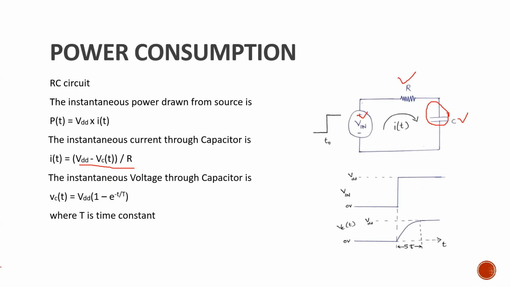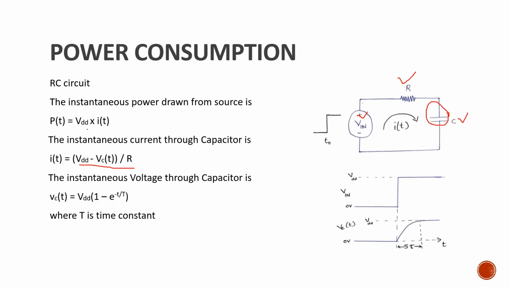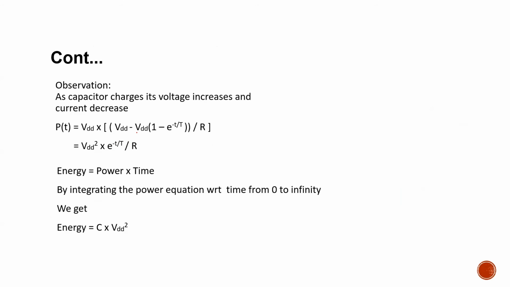Now with these fundamentals, let's go to the power equation. What is the power equation? VDD into I of t. You can see here, now we are substituting this I of t in this equation. VDD into I of t, where if the initial voltages are zero, it is VDD times VDD minus VDD into 1 minus e power minus t by tau, divided by R. And when you simplify, you get VDD square into e power minus t by tau, divided by R, guys.